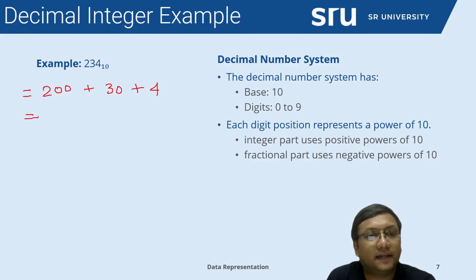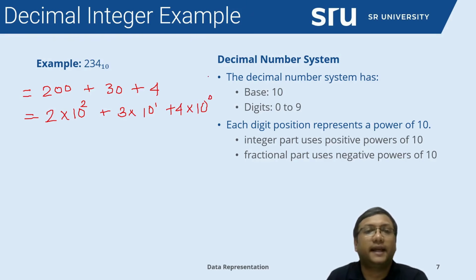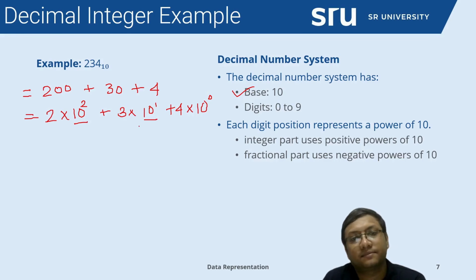So 234 can be expanded as 2 into 10 square plus 3 into 10 to the power 1 plus 4 into 10 to the power 0. We can expand in that way. So from this expansion we can come to the conclusion that the decimal number system has a base 10, because each of the terms we can express with a base of 10.